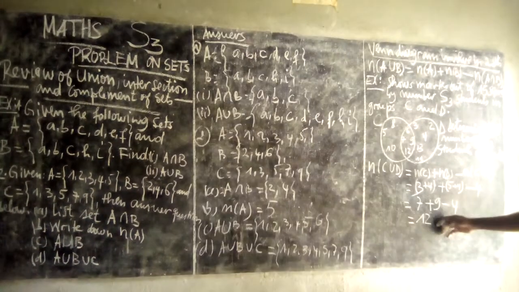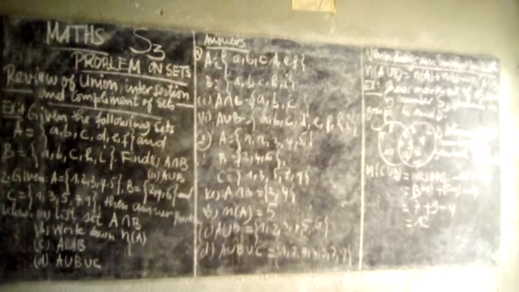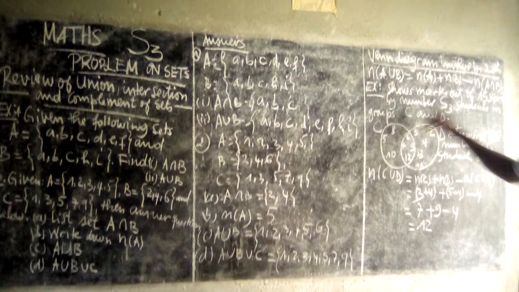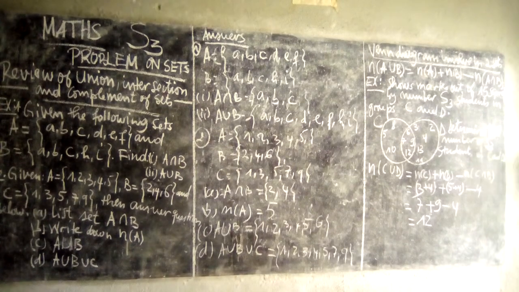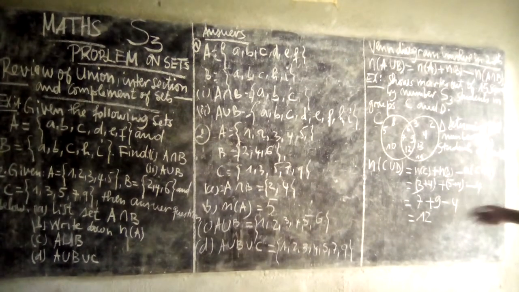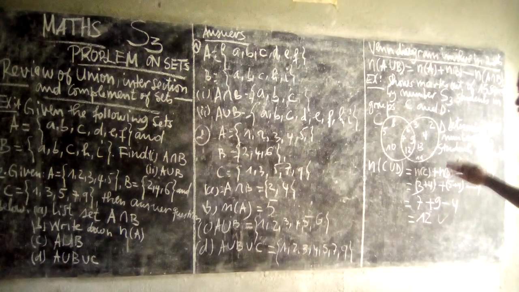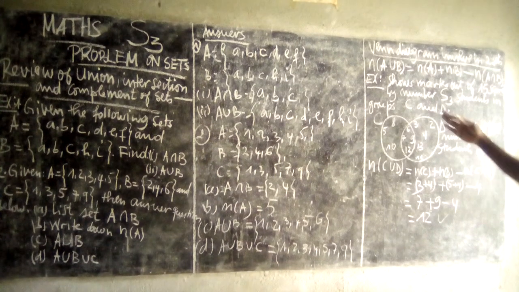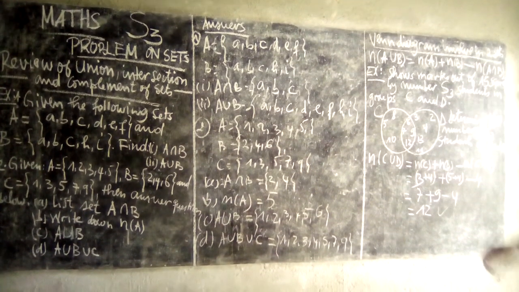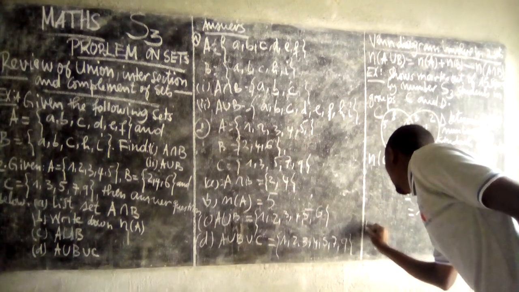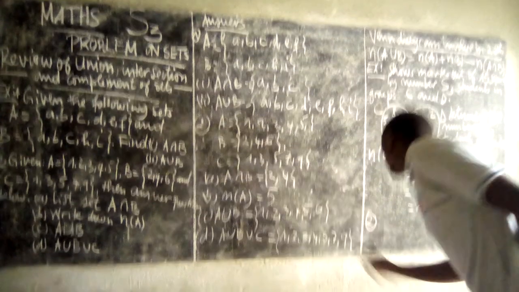Okay. This is the number of students scored in group C and D. It means that this is how to find the number of total. Let us continue about the next number 2.